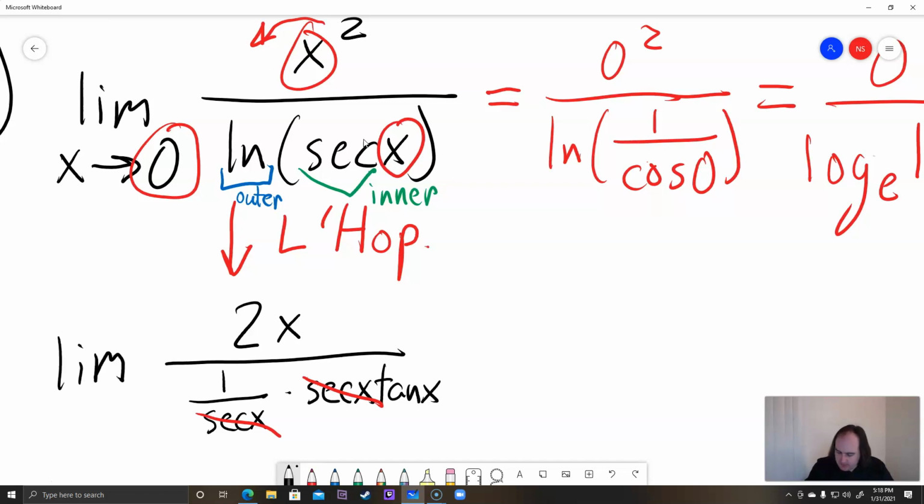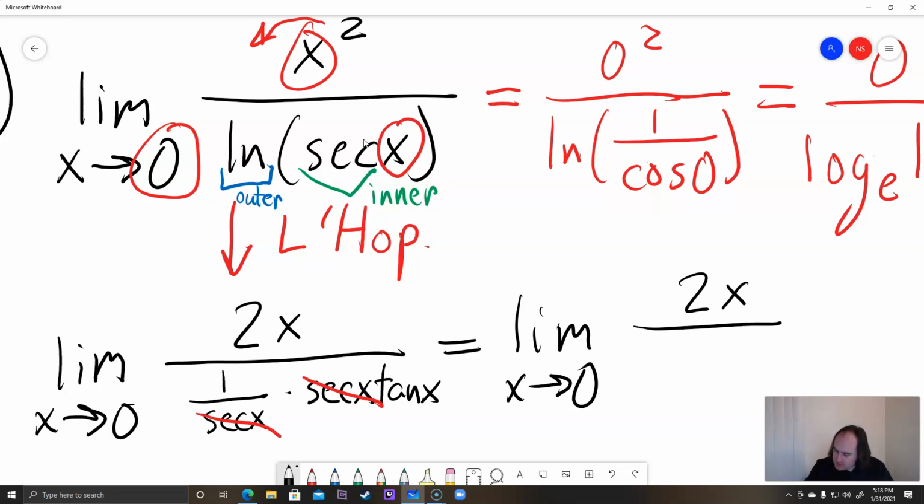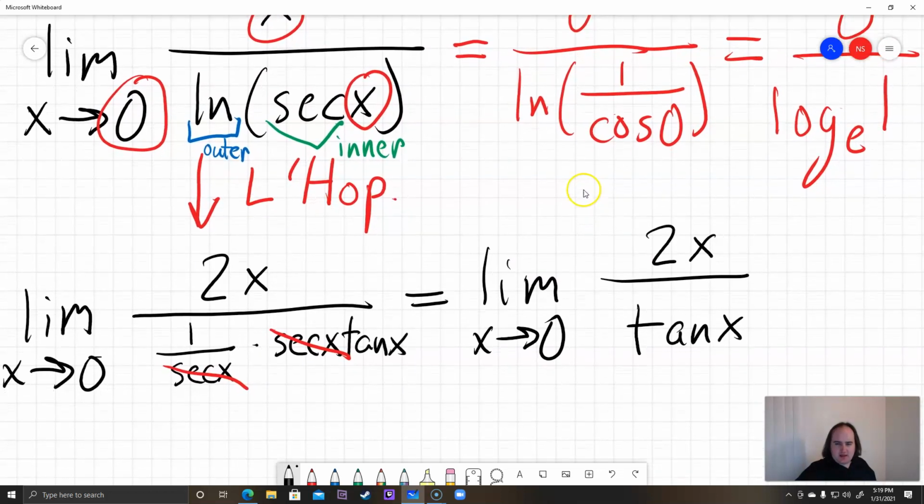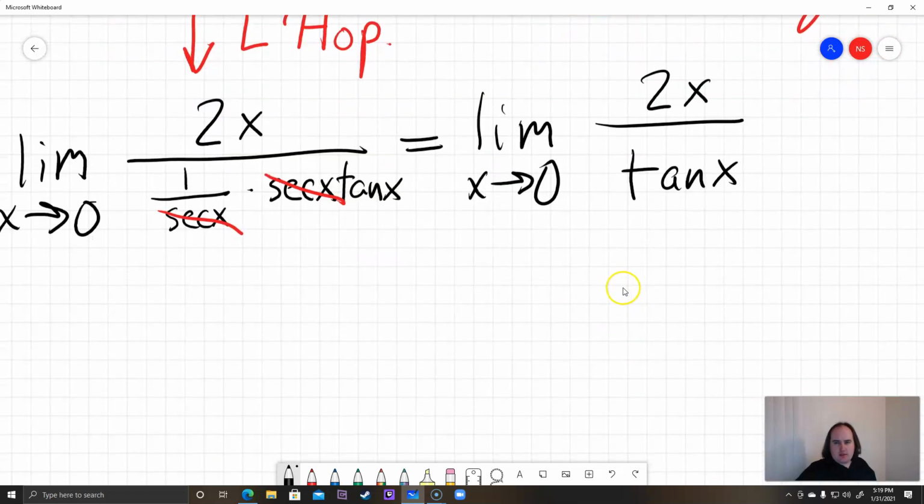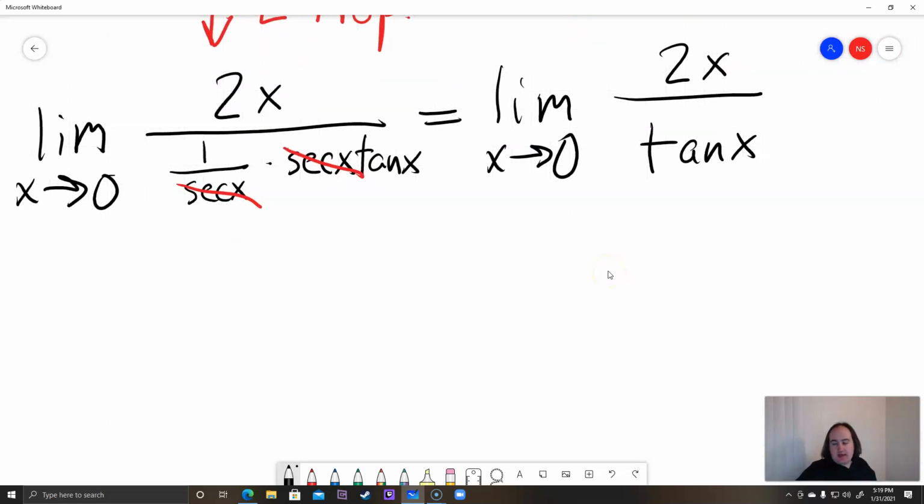So you have the limit as x approaches 0 of 2x over tangent of x. Somewhat conveniently, that entire natural log just went away when we took the derivative, which is kind of nice that they have it set up that way. Okay, but of course, what we have to do next is plug in 0 again and see what it gives us.